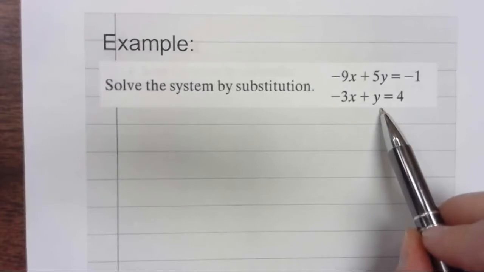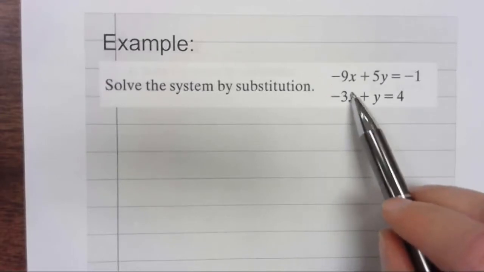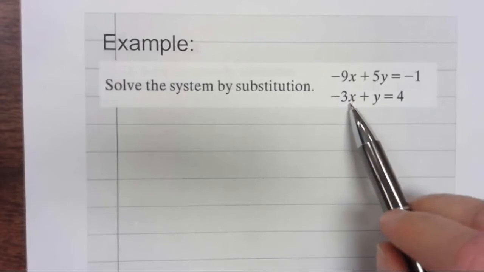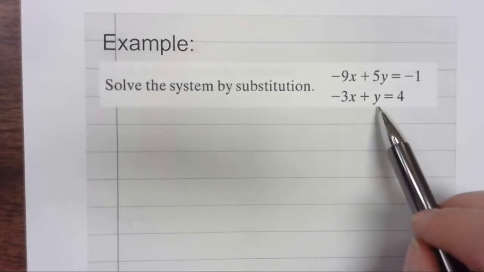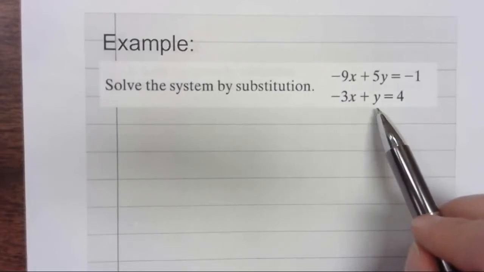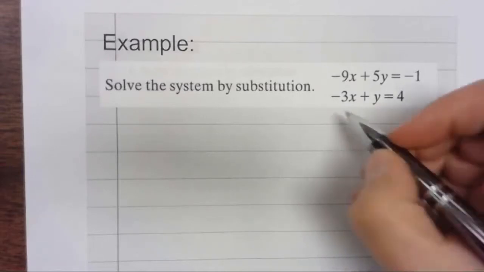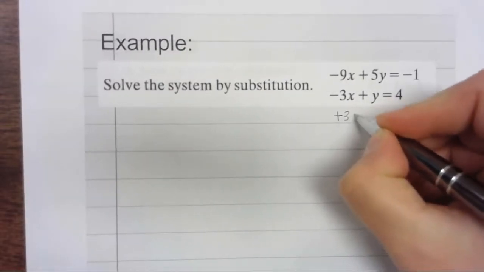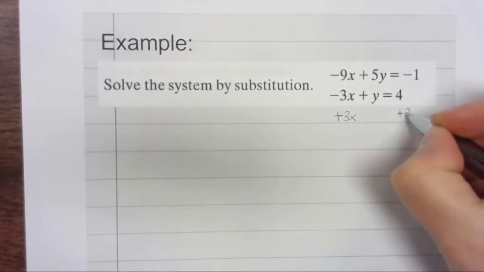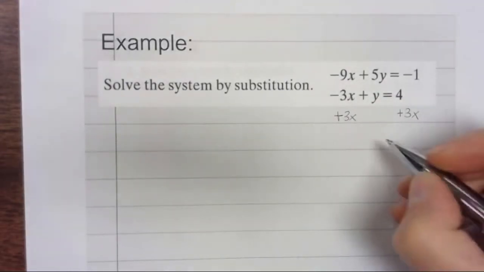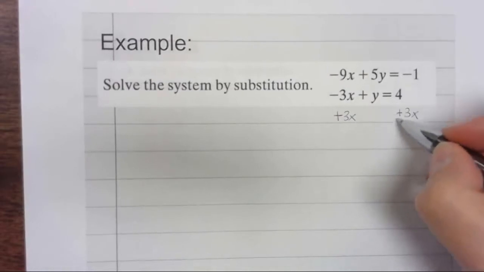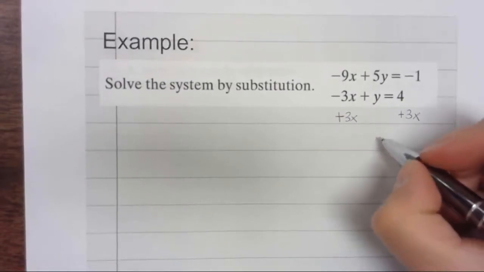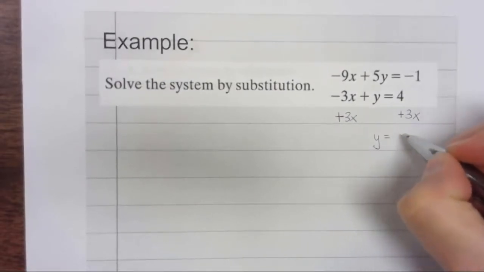How am I going to solve it? Well, imagine that negative 3x is like any other number. Okay? How would we have y by itself? Well, we'll add 3x to both sides of the equation. When we do it, what do we have left? Can we combine those? No, we cannot. So now we have y equals 3x plus 4.